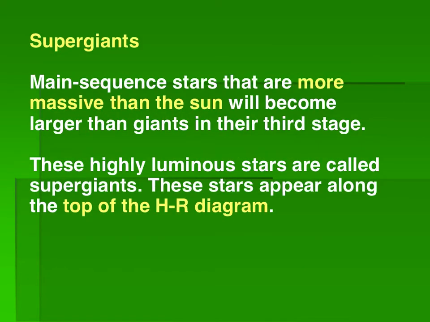Supergiants, as you can guess, are even bigger. The main sequence stars that are more massive than our sun become larger than the giants in the third stage. So these are highly luminous stars. Remember, what does that mean? They're really bright. So these are some of the ones we can often see here from Earth.